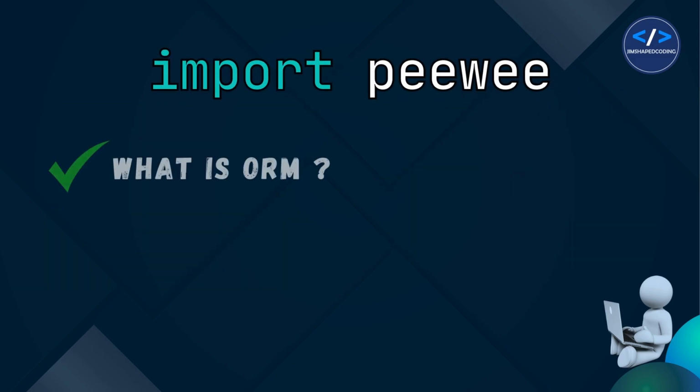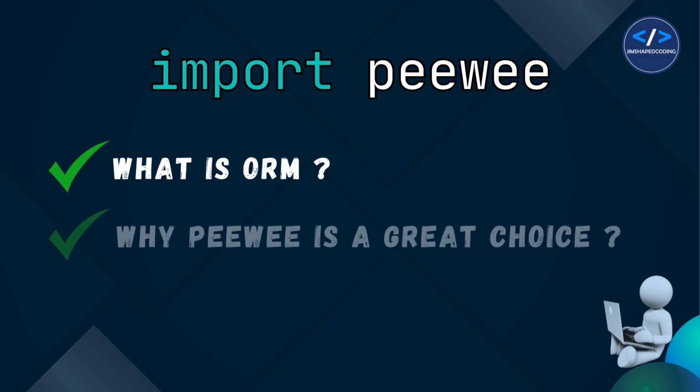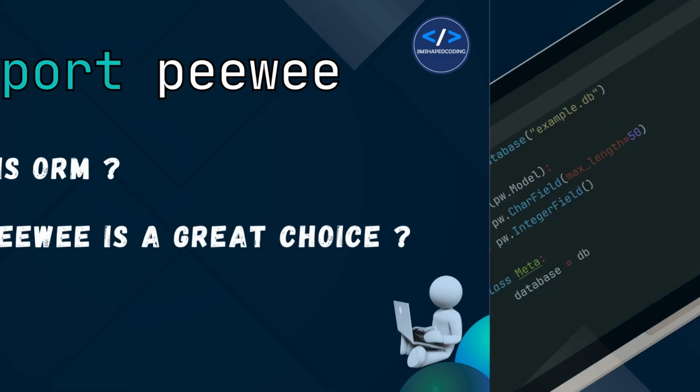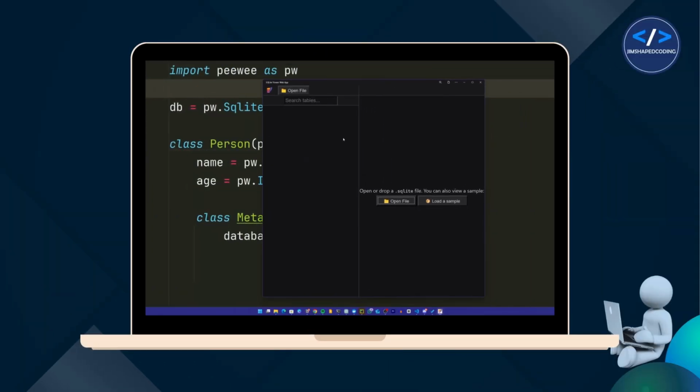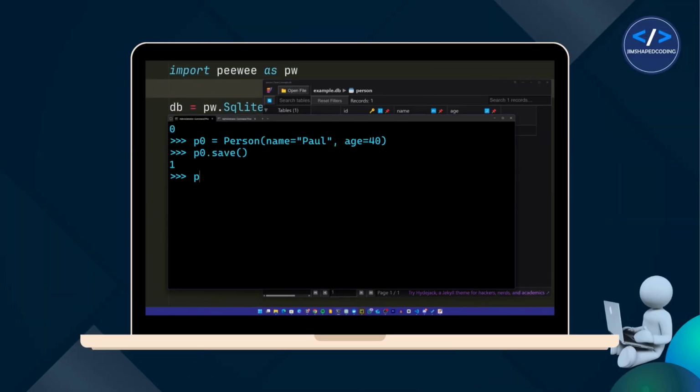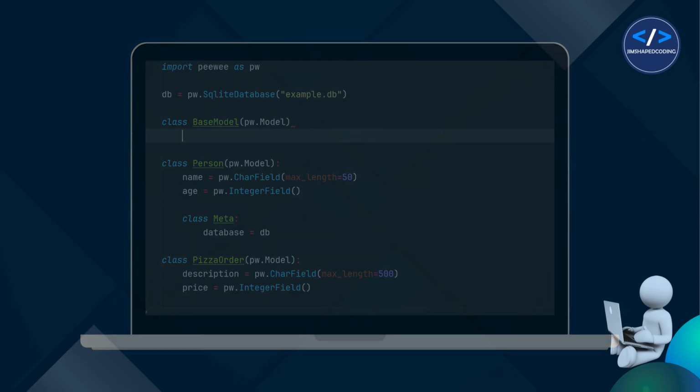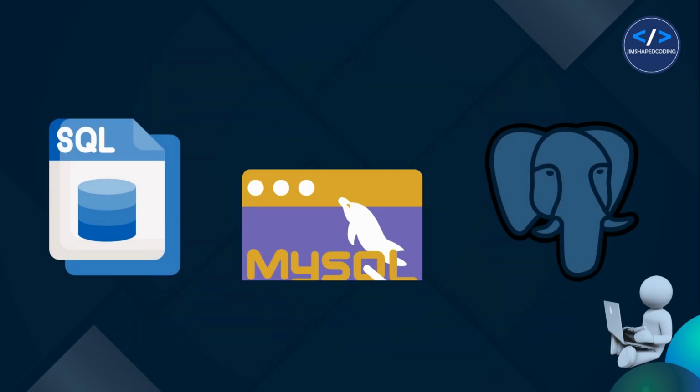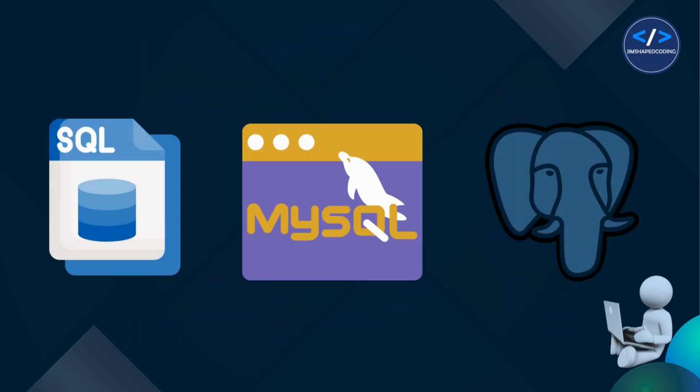We are going to explain what ORM is, because peewee is an ORM library, and of course we will show some cool examples of how this library could be used and how easily you can interact with any kind of database that you'd like to, SQLite, PostgreSQL or MySQL. Let's get into it.